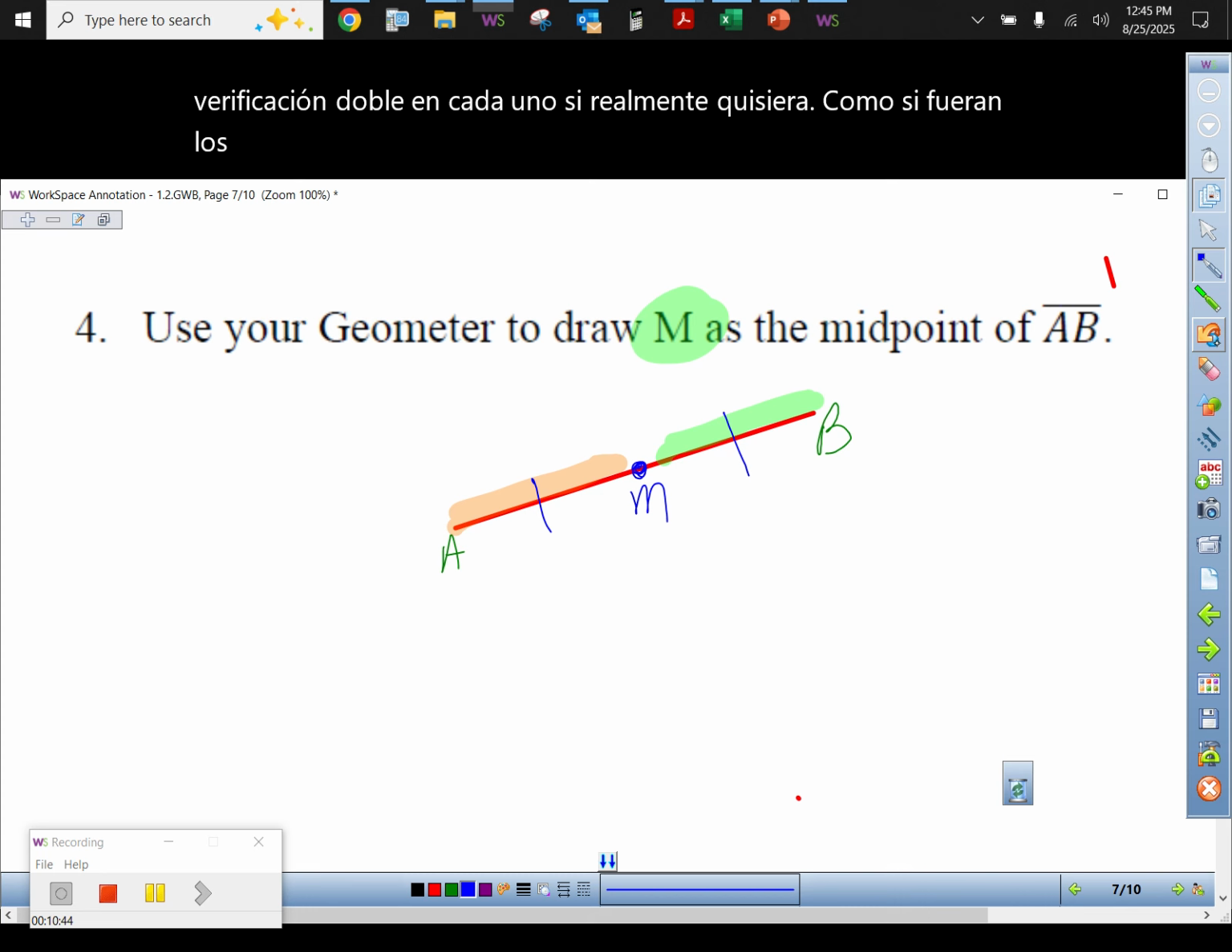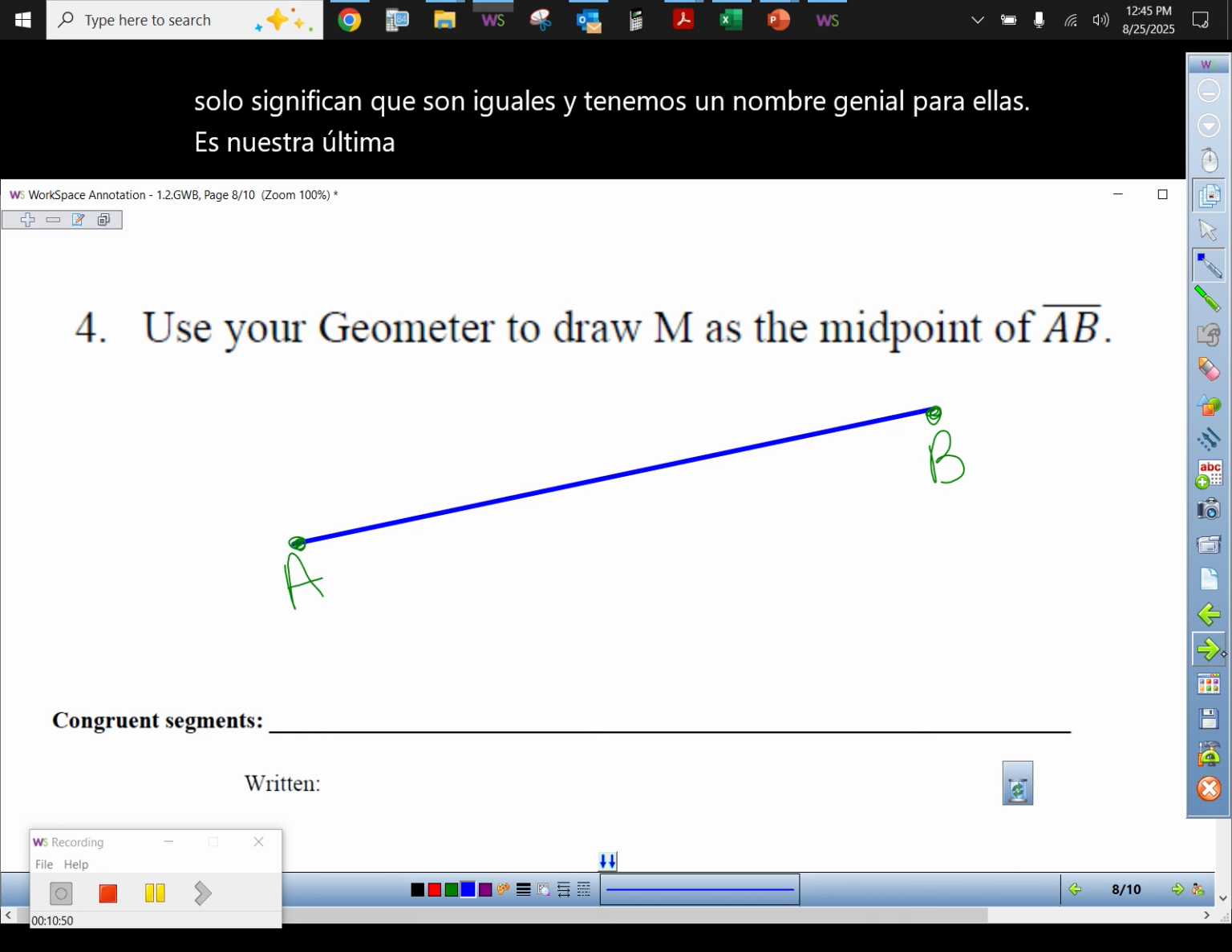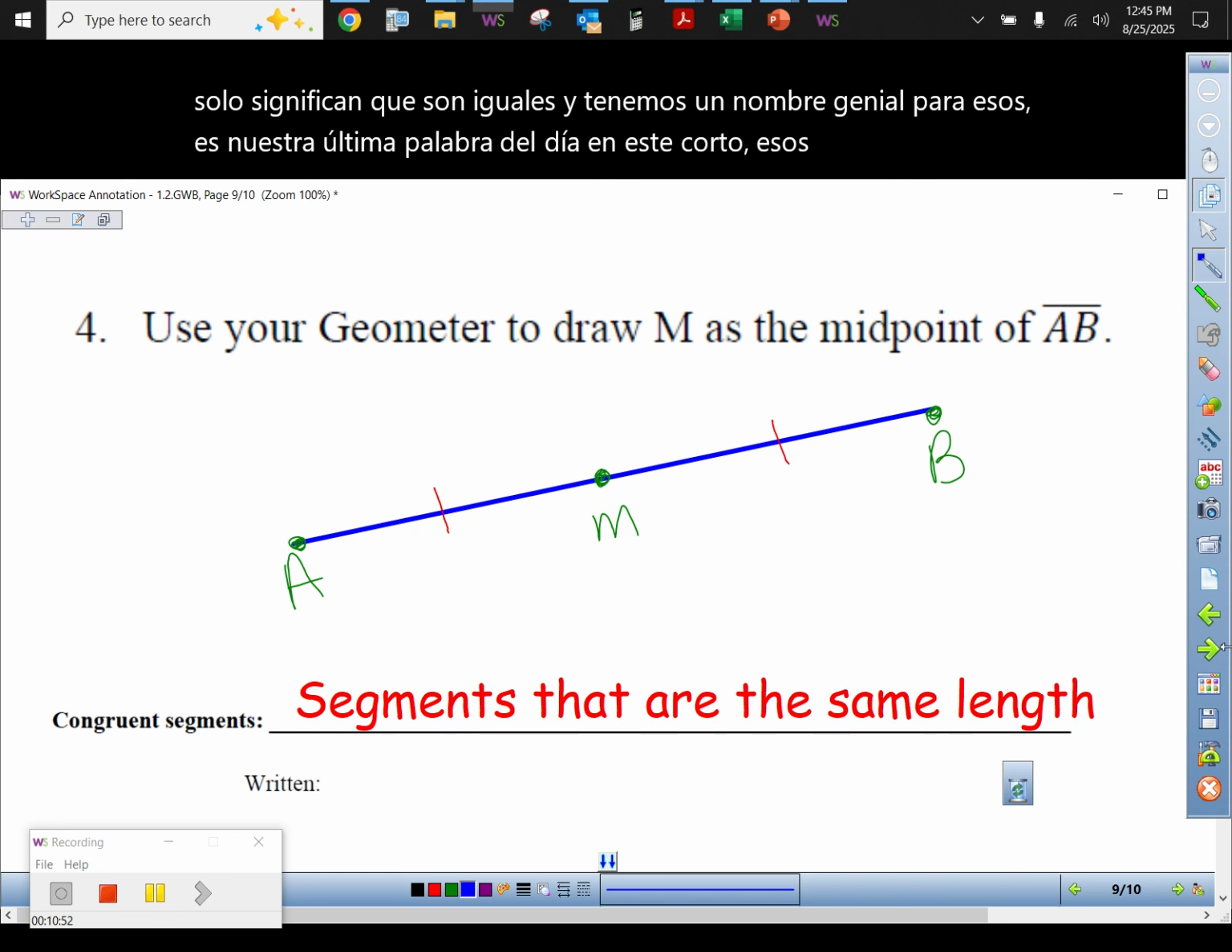And we have a cool name for those. It's our last word of the day on this short day. Those segments that are the same are called congruent segments. Congruent is a big, fat word. We're going to use that a lot. Congruent segments are segments that are the same length. Segments that are the same length.